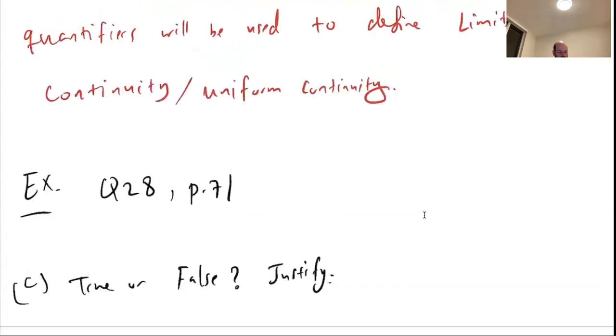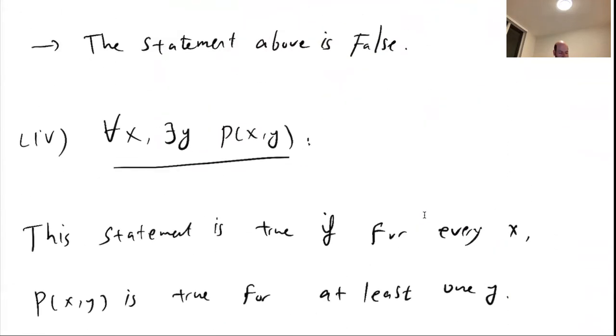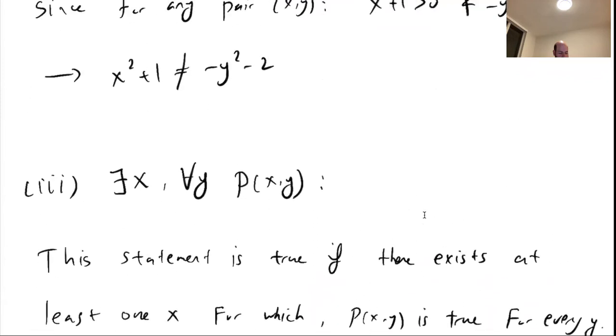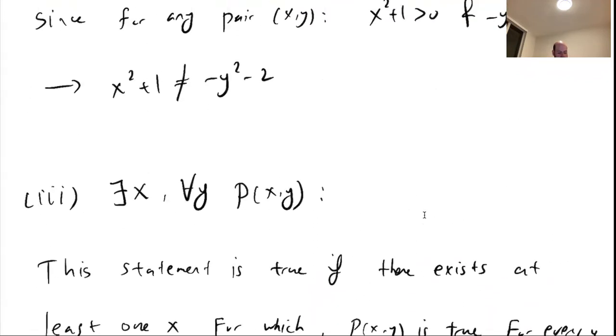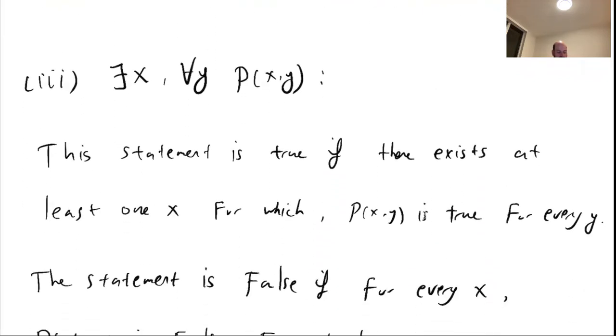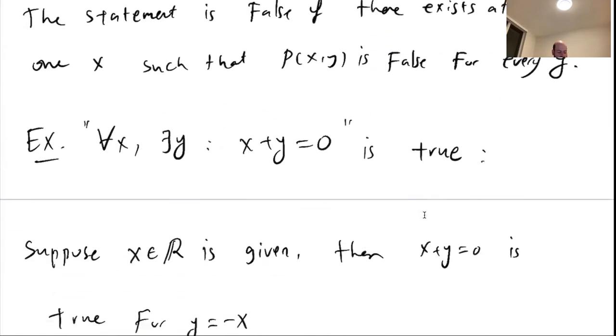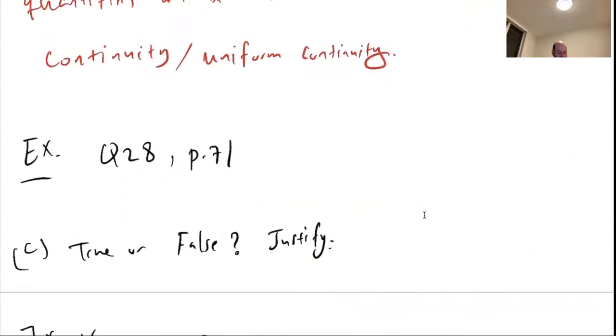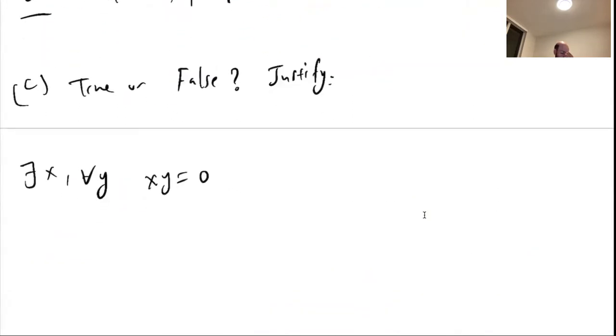So this one, if we go up, is what we called statement 3: there exists x for each y, p of x and y. This statement is true if at least one x exists for which p of x and y is true for every y. So if this wants to be true, at least one x must exist such that xy is equal to 0 for every y.